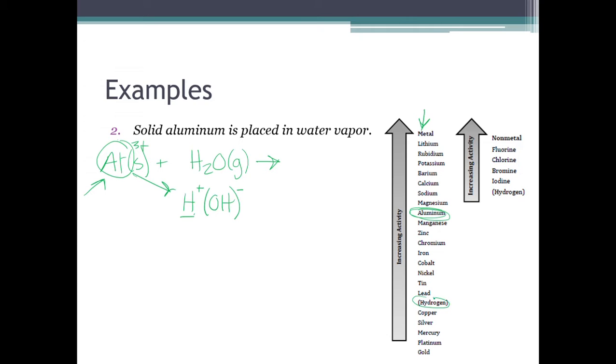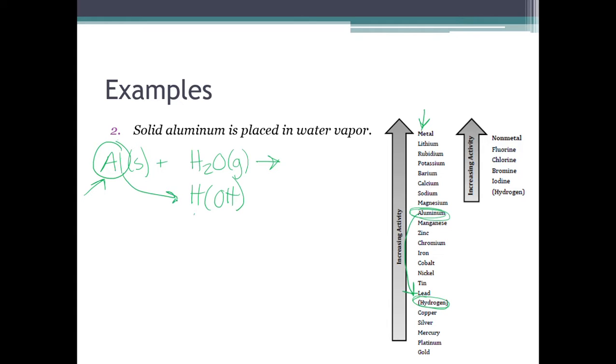So here's hydrogen down here, aluminum's up here, and aluminum is able to replace this thing that is below it. So in this case, aluminum can kick hydrogen out. This reaction will occur. So we can clean this up a little bit. So aluminum will come in.